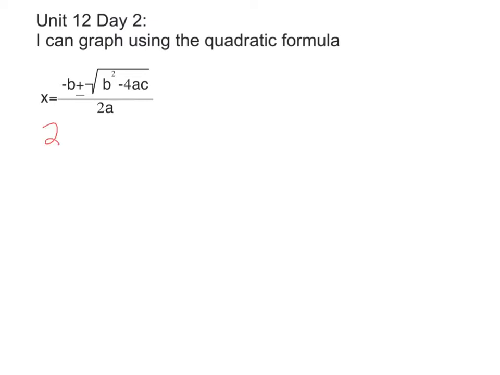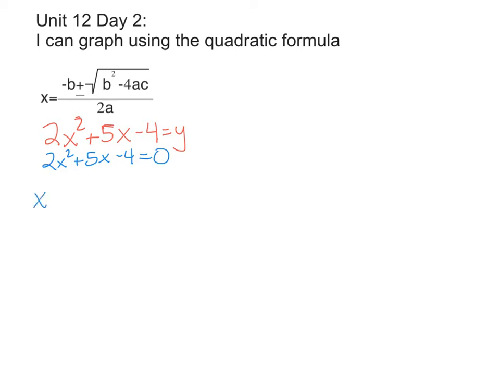2x squared plus 5. Just like we saw in class, the first steps are the same. Okay, so first we set it equal to 0. 2x squared plus 5x minus 4 equals 0. And then we use the quadratic formula.